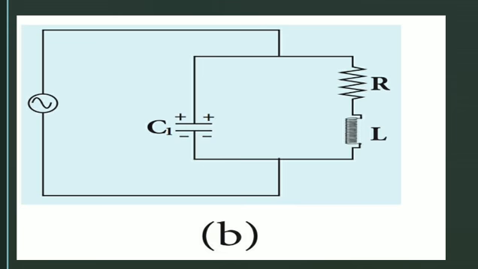See this, the capacitor and the inductor, and the exceptional one, resistance. This is the tank circuit. Both are parallel to the inputs. Okay students, right?